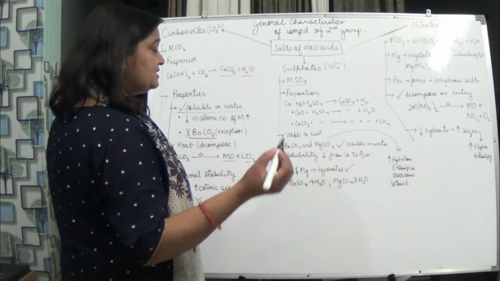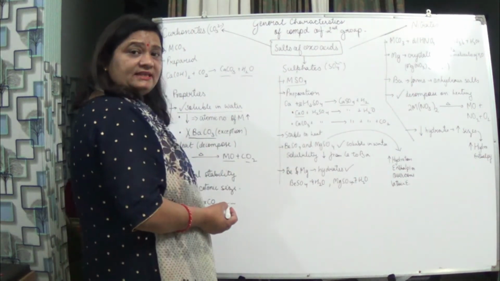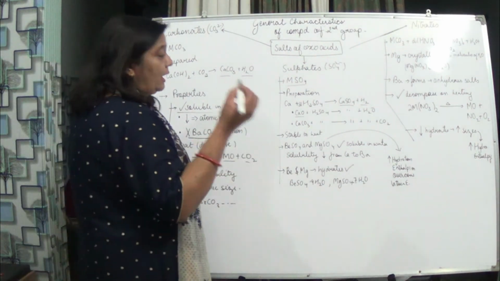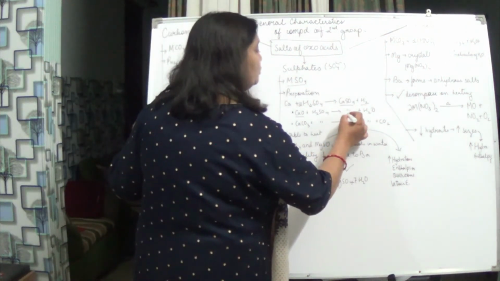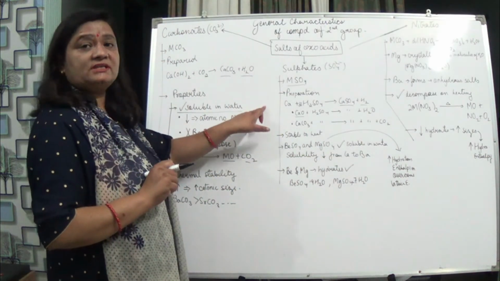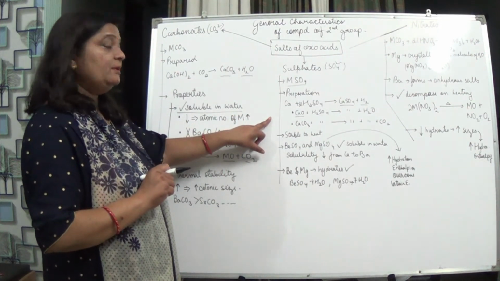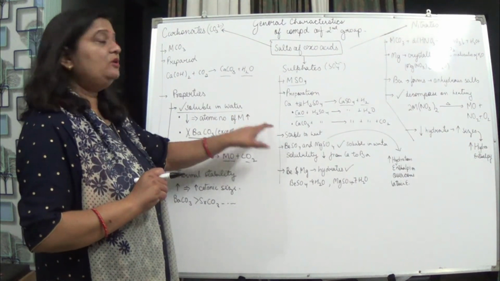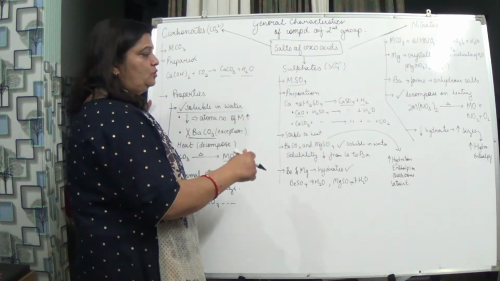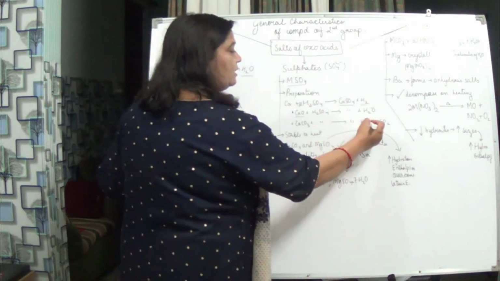Now, you can also prepare it by taking calcium oxide, CaO, plus H2SO4, you will again get CaSO4, and along with that, you will get water. In the first case you got hydrogen, in the second case when you are using the oxide of calcium, you are getting water. When you are using calcium carbonate and then adding H2SO4 to it, you will get calcium sulfate plus water plus CO2.